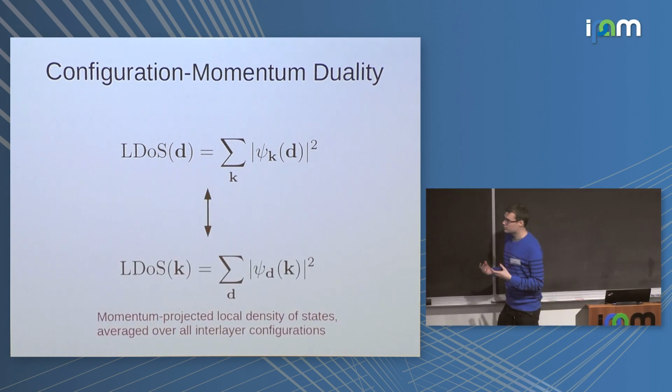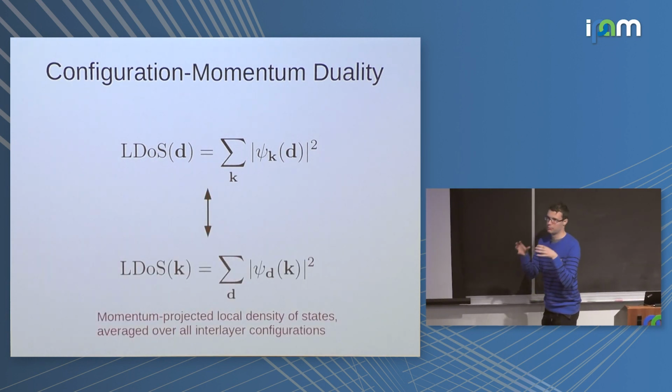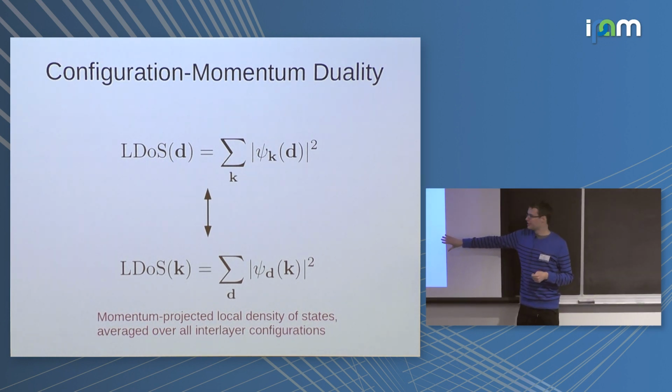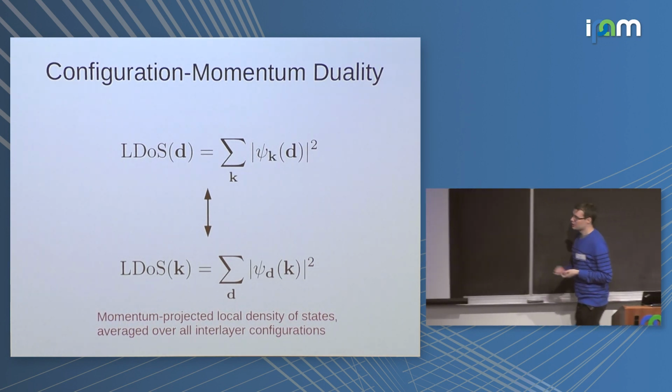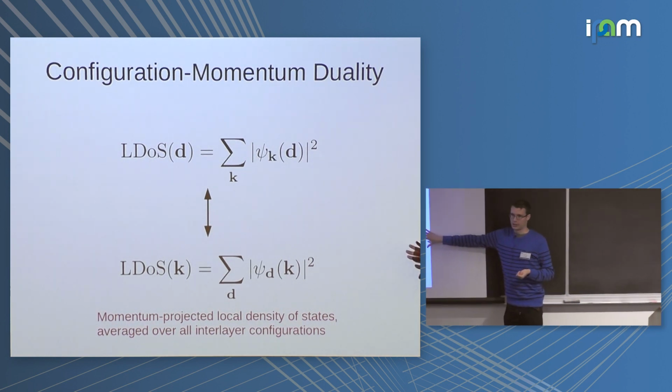And now I'm going to get a momentum projected density of states. This is projecting onto the monolayer block waves. But I have to integrate over all the configurations. Now this is a construction I haven't ever seen presented in any of the studies on moiré systems, but I argue that this is a very, very useful quantity to figure out.